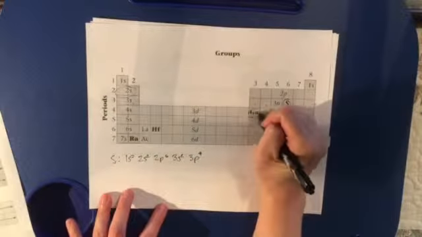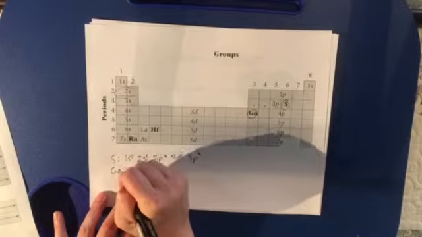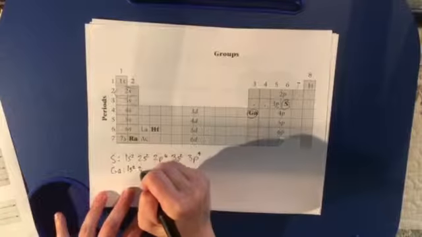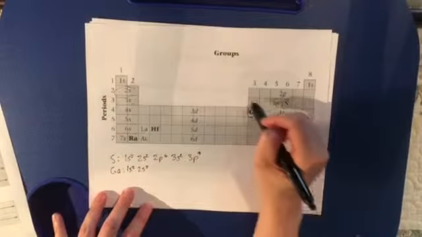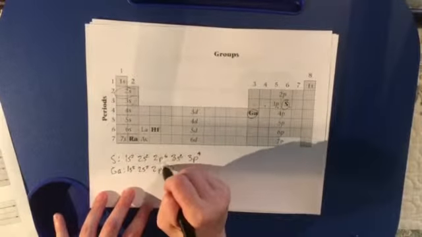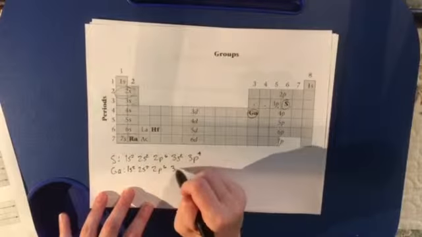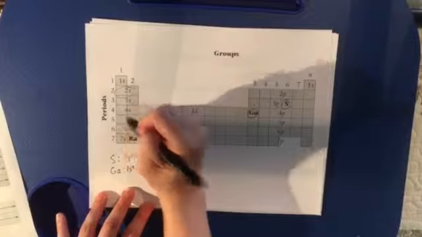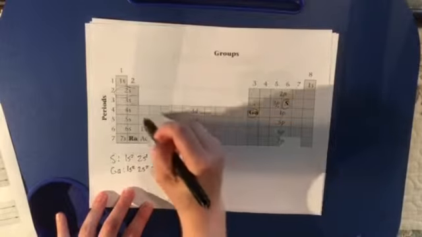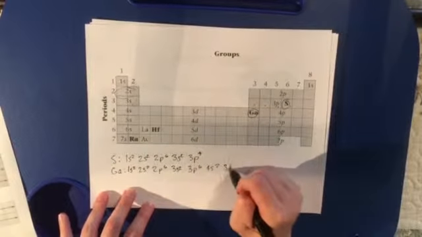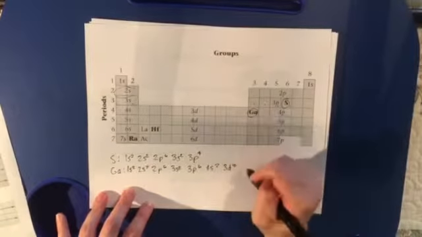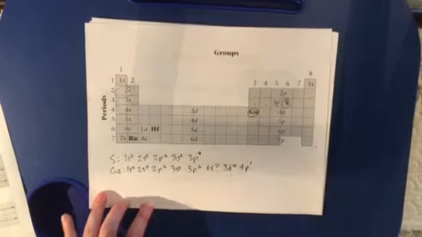So gallium here, let's try that. We do 1s2, 2s2, fill that, 2p6, 3s2, 3p6, 4s2, fill that, 3d10, and then you've got 4p here, 4p1.